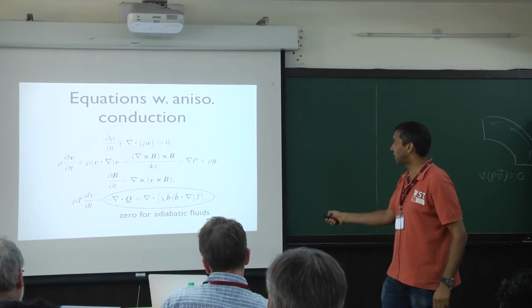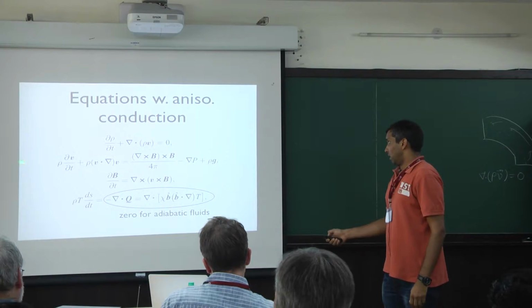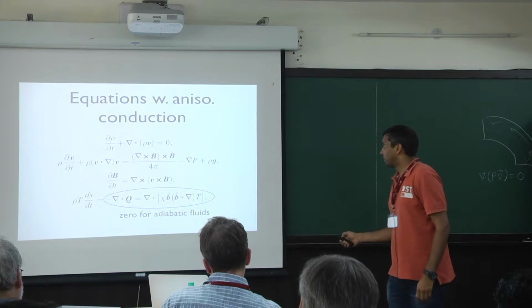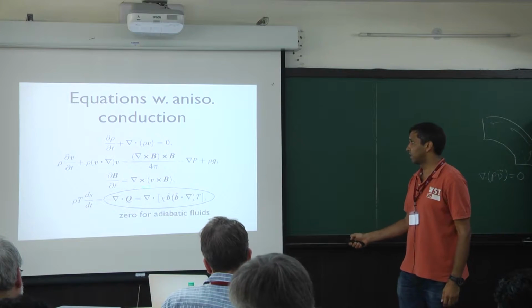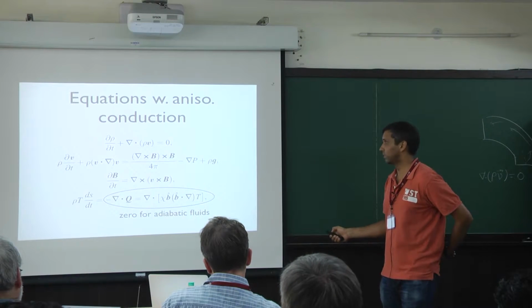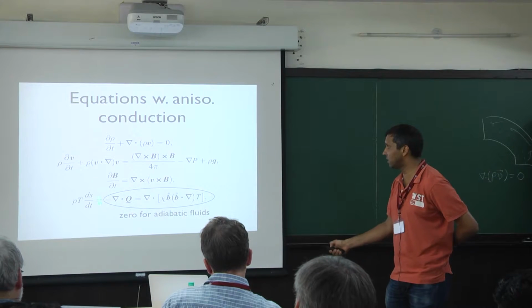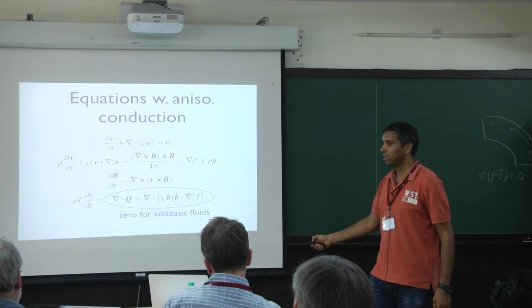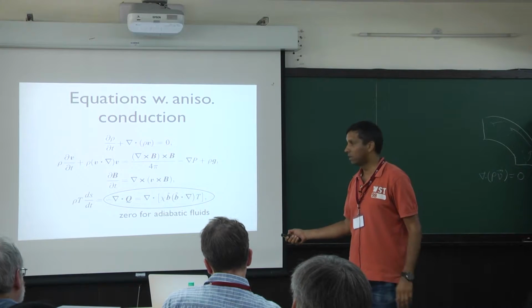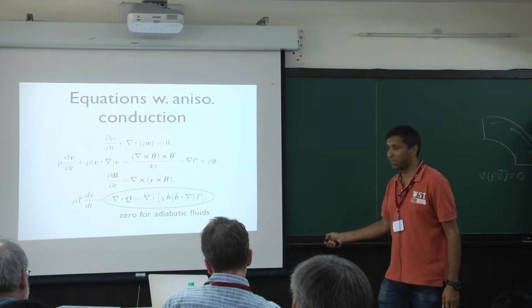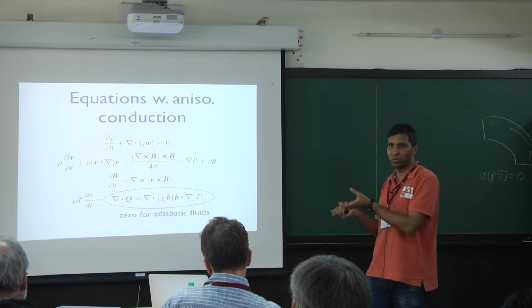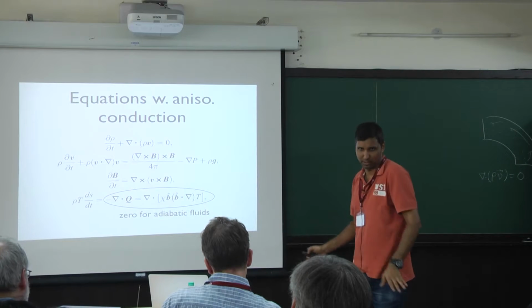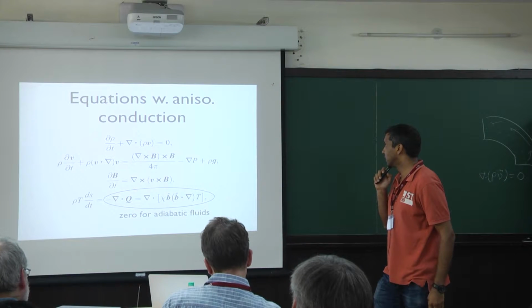Okay, so we have mass conservation. This is the momentum equation. This is the ideal induction equation, and then this is the energy equation. Normally for an adiabatic fluid we set the entropy to be constant, but since we have conductivity, the entropy of a fluid element is not constant, it sort of diffuses.